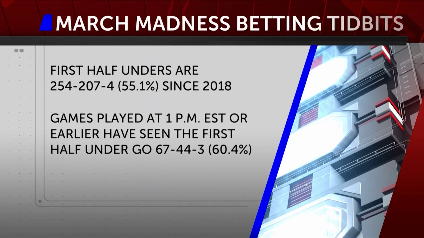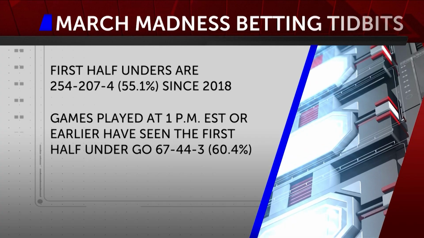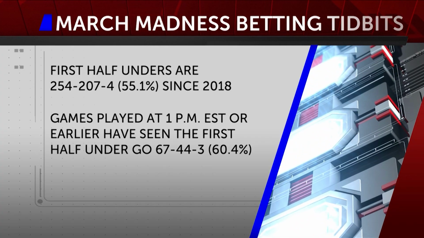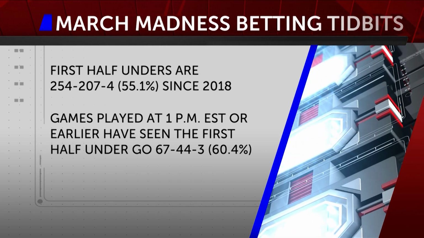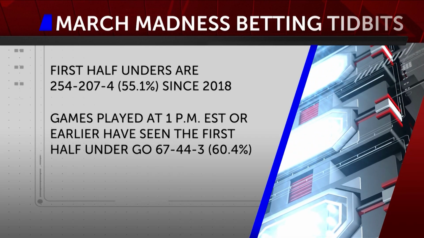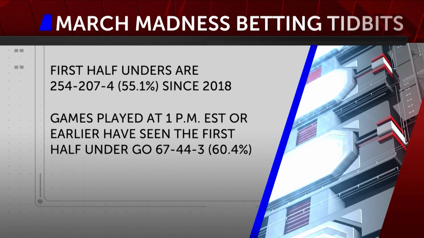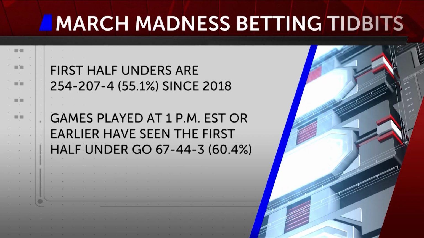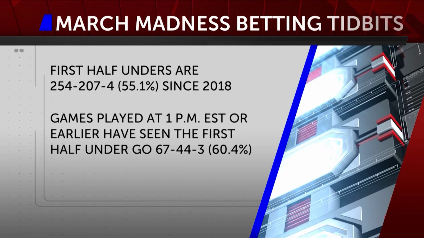The last interesting tidbit we'll dive into is first half unders in March Madness. Now, yesterday, we went over exactly what the over-under is for each game. Well, in basketball, you could also bet on just the over-under for the first half. And when it comes to the tournament games, the first half under has actually been wildly profitable. Since the Professional and Amateur Sports Protection Act was repealed in 2018, first half unders in the tournament are hitting at a 55.1% rate, which might not seem crazy, but as we mentioned earlier, 55% is all you need to see substantial profits over time.